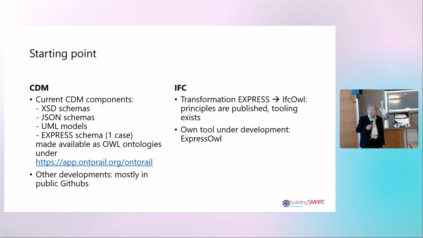So the starting point is that currently I do have candidates for the federation inside the CDM. The candidates have different formats. I mean, XSD schemas, JSON schemas, UML models, an EXPRESS schema in one case. I don't have to mention which one, you know. And all have been transformed into OWL ontologies. And by the way, you can download them from that particular website maintained by UIC. And there are also other developments in public GitHubs. Public doesn't mean famous, of course.